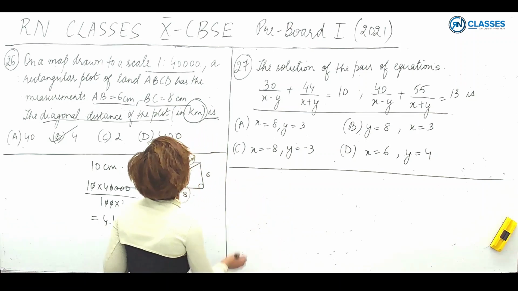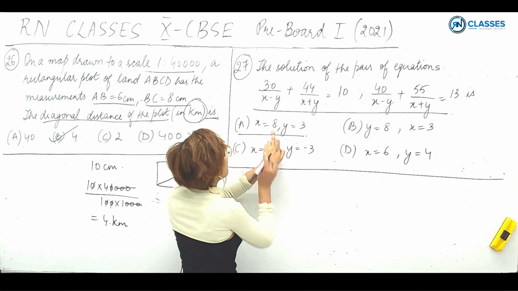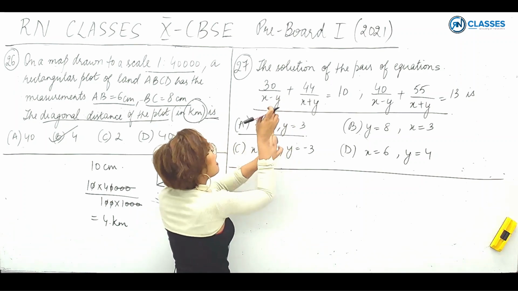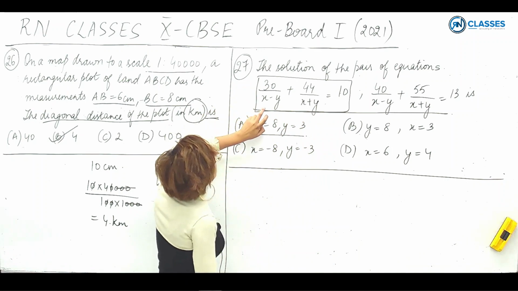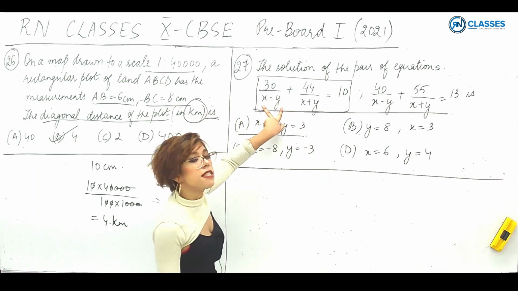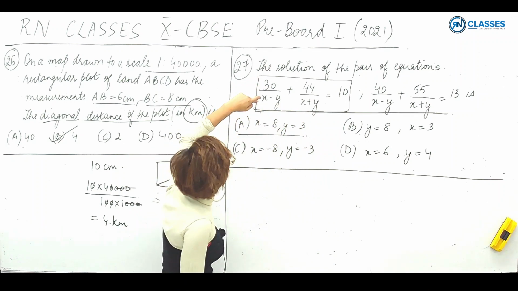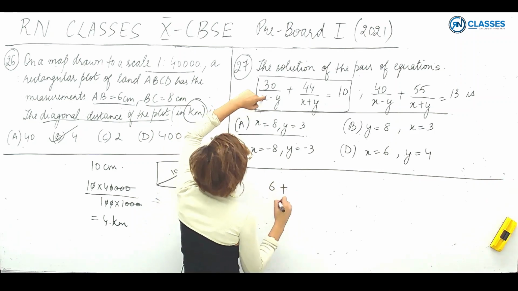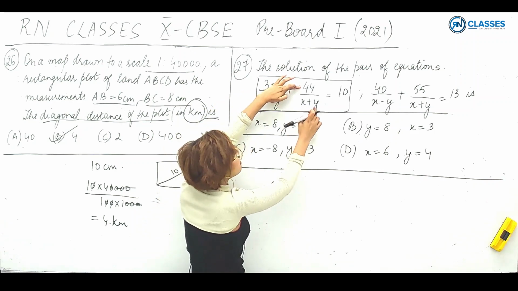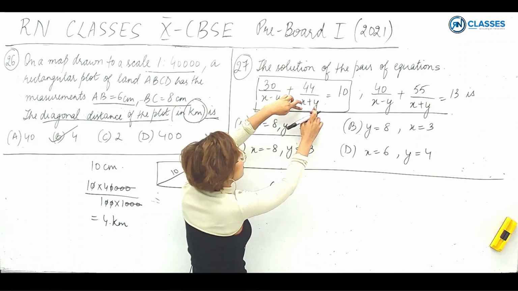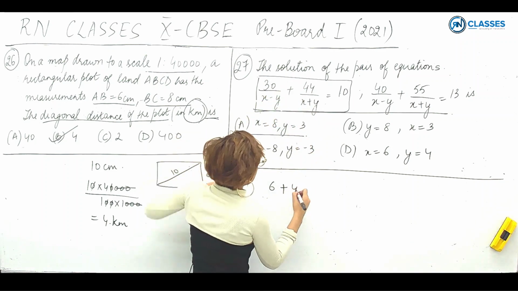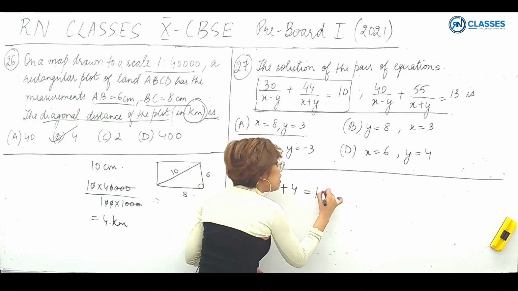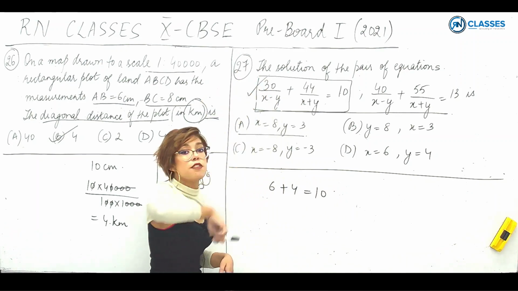So let me start with option A. Let me put x as 8 and y as 3 and see whether the first equation is satisfied or not. So here 8, here 3. So 8 minus 3, which is 5. 30 divided by 5, that is 6. Plus 44 divided by 8 plus 3, 11. 44 divided by 11, that is 4. So 6 plus 4, which is equal to right hand side. So that means first equation has been satisfied.